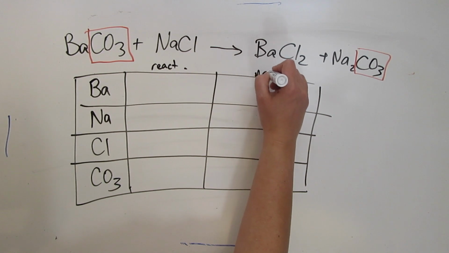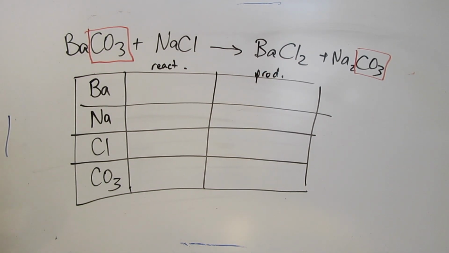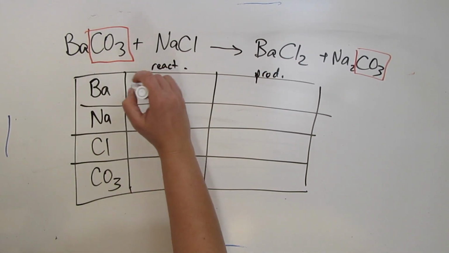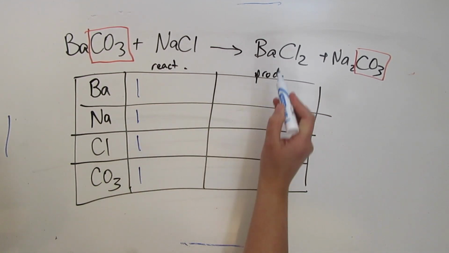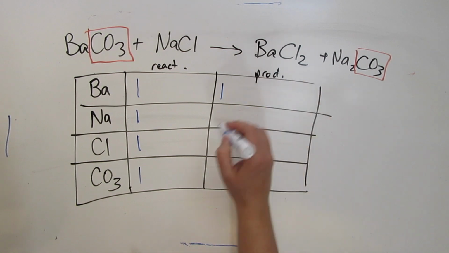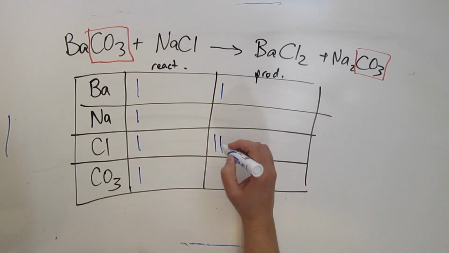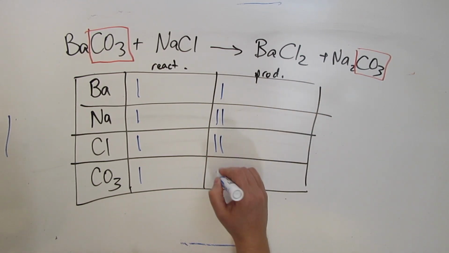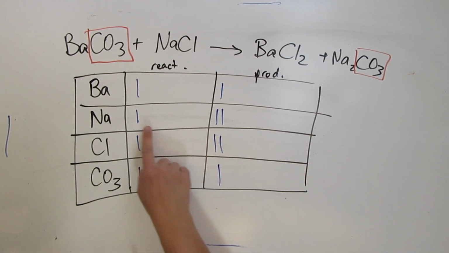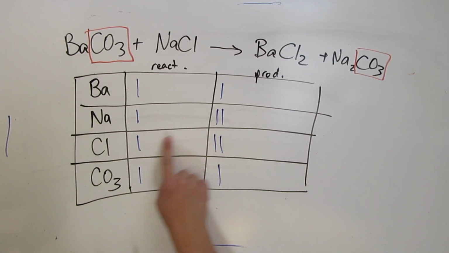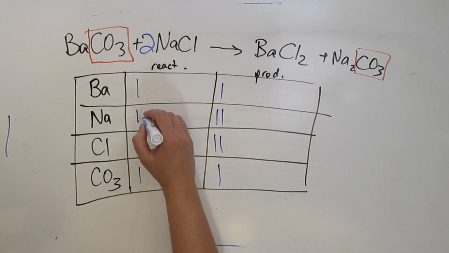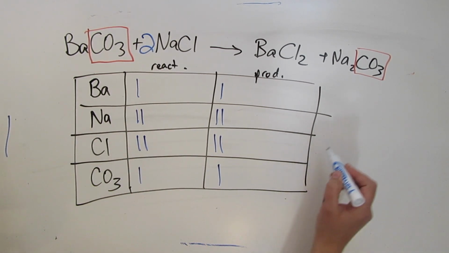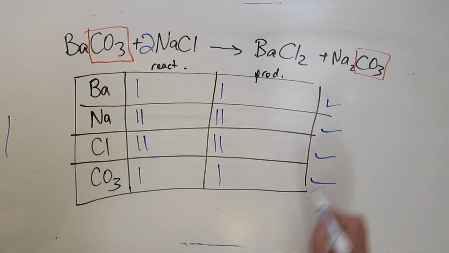So here's our reactant side and our product side. And now let's look here. We have one barium and one CO3. We have one Na and one Cl. We have one barium and two chlorines. We have two sodiums, one CO3. And so you can look now and you can say, hey, we need more sodium and we need more chlorine. We can get that by having two sodium chlorides. And now our equation balances.